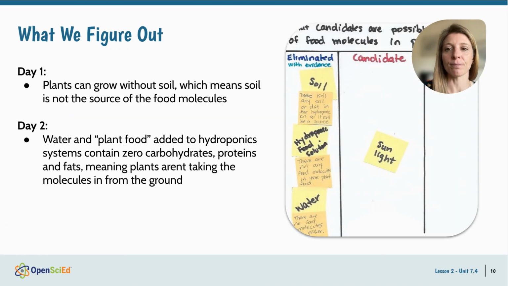So to summarize, on day 1, we figured out that plants can grow without soil, which means soil is not the source of their food molecules. And on day 2, we figure out that the water and plant food added to the hydroponic system contain no whole food molecules, meaning plants aren't taking in food molecules from the ground.